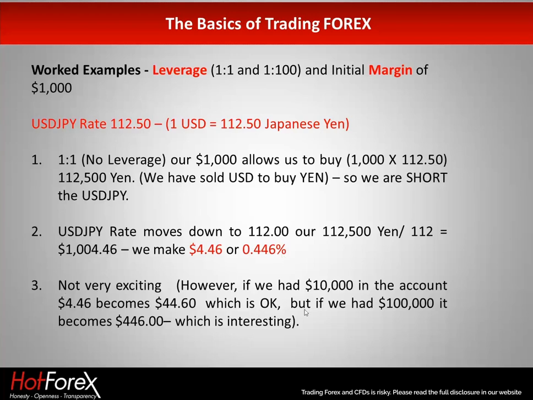As I say here, it's not very exciting. However, it gets a bit more exciting if you had a bigger account. If you had $10,000 in your account, that $4.46 becomes $44.60, which is, okay, not great. But if we had $100,000 in our account, which is the same as trading one lot, which we'll talk about in a minute, that $4.46 becomes $446, which is a bit more interesting, isn't it? When we've had this small move in the rate from 112.50 down to 112. So that's with no leverage.